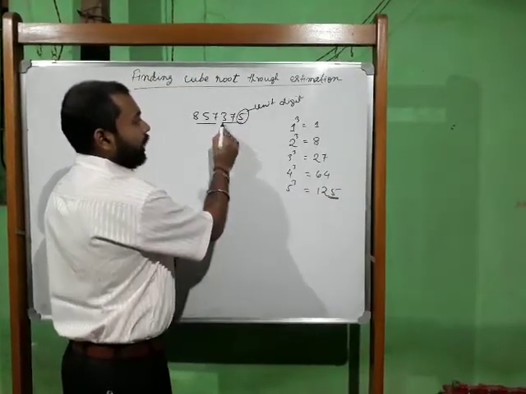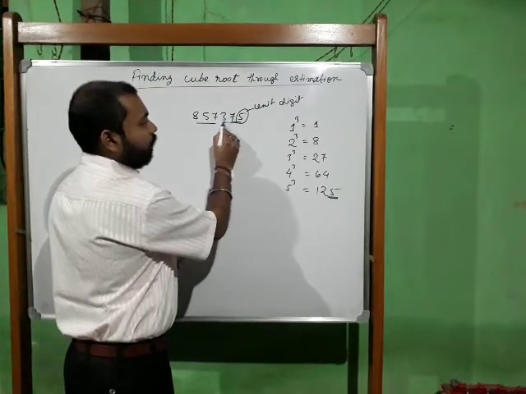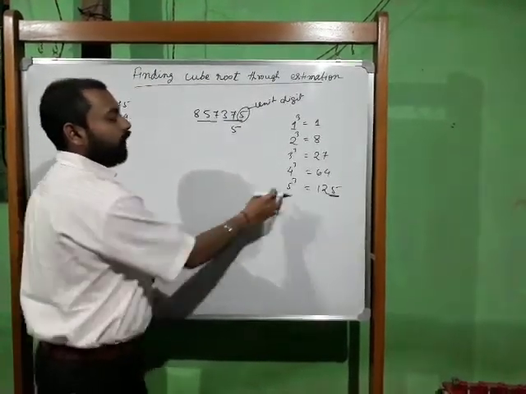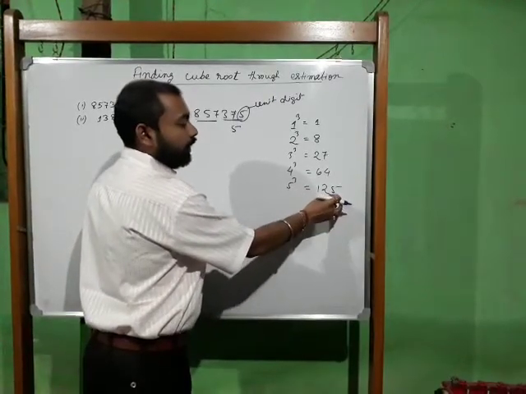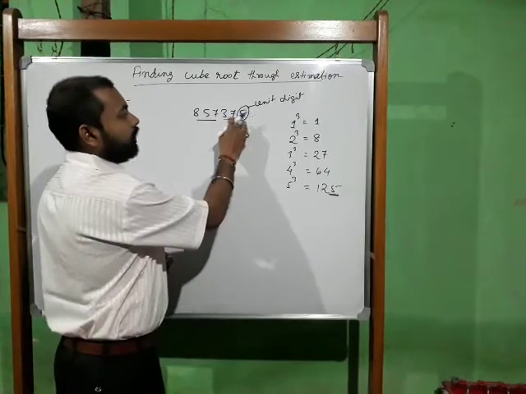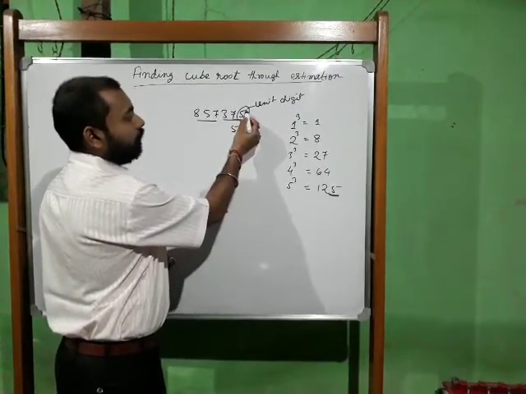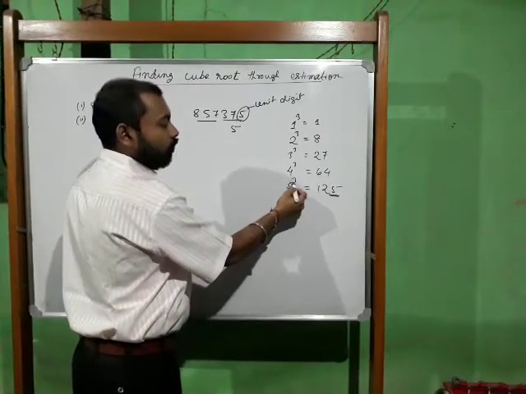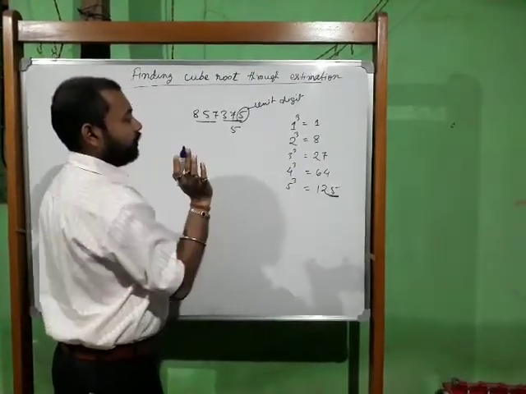So against this pair, what will we write? 5. Again, 5 cube is 125, and the unit digit of 125 is 5. In this pair also the unit digit is 5. So for 5 cube it is 125, so we are writing this 5 here.